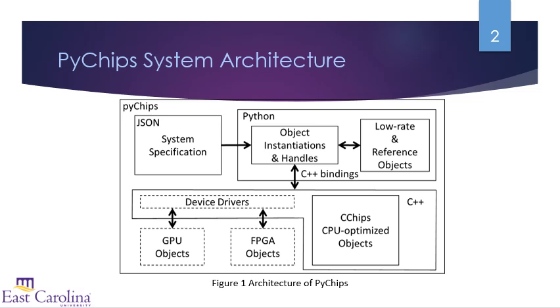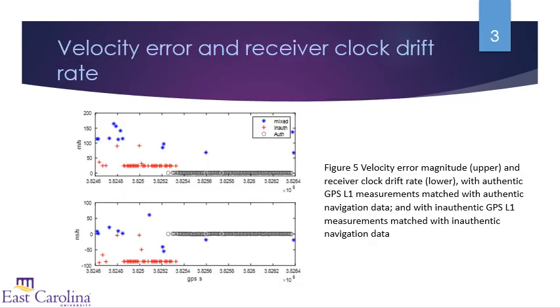PyChips is able to simultaneously track authentic and inauthentic signals in separate channels, which makes it possible to observe both types of measurements with corresponding navigation data. A random sample consensus algorithm has been introduced to check the consistency among the measurements and data.